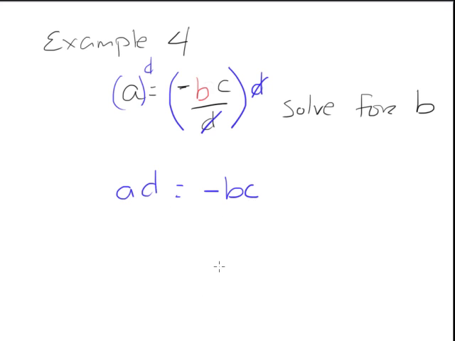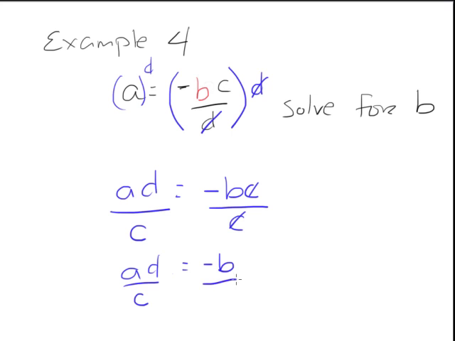Now B is not yet by itself, so I'm going to divide by C so I could get rid of this C here. So that C is gone, and I'm left with C on the other side. So what I have now is minus B equals AD over C. Now B is still not by itself because there's a minus sign by B.